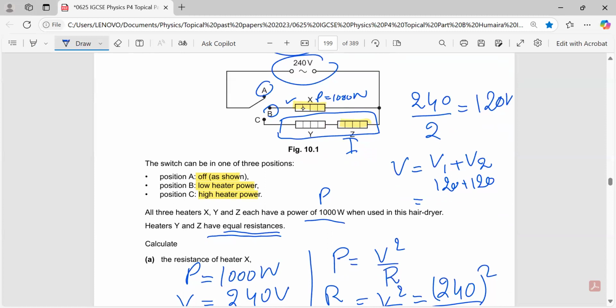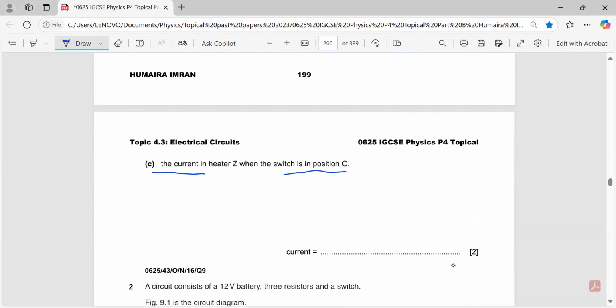And what else is needed? We have the formula power is equal to VI, and the current can be calculated with the help of that formula. So we should use the formula P equals VI. We have voltage, we have power. So total power over total voltage of that branch is needed to calculate the current. So total voltage is 240.